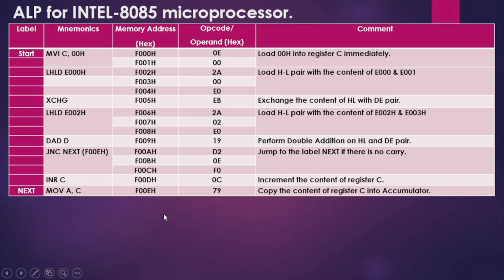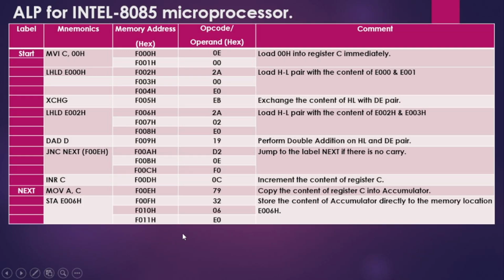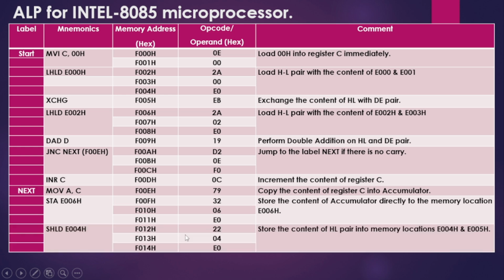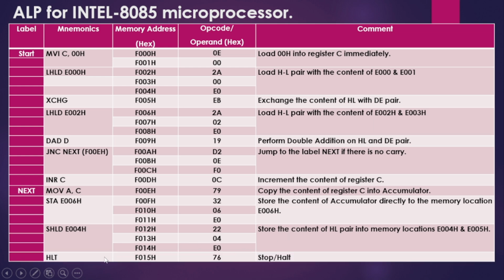Regardless of the carry status, the microprocessor stores the content of the HL register pair into memory. Using MOV A, C, the content of register C is transferred to the accumulator. The STA E006 instruction stores the accumulator's value at memory location E006 directly. Finally, SHLD E004 stores the content of the L register to memory location E004 and the content of the H register to memory location E005. Now using HLT we can halt the operation of the Intel 8085 microprocessor.